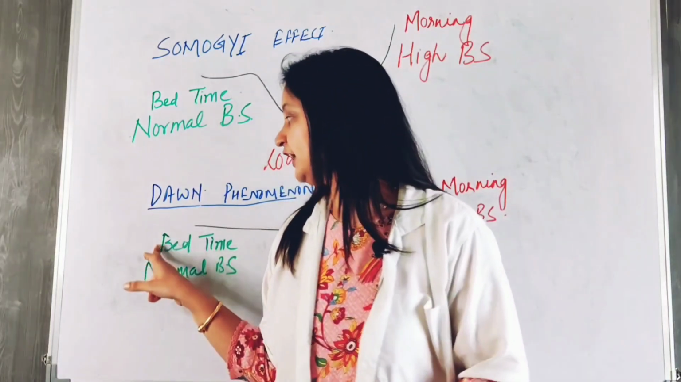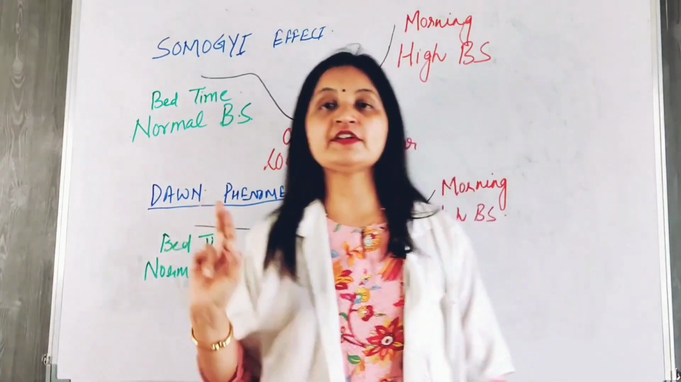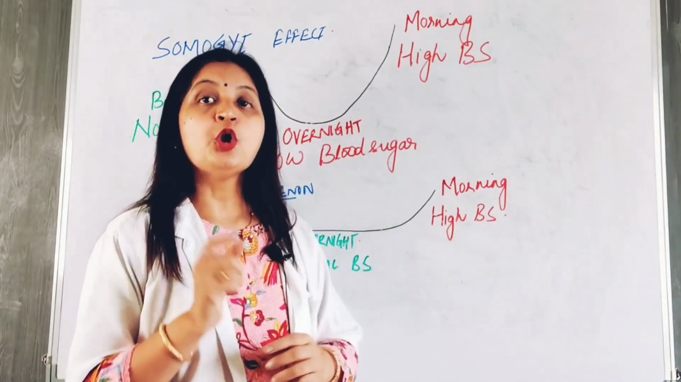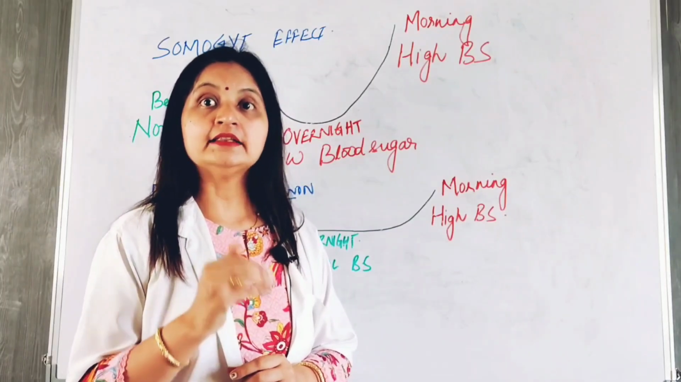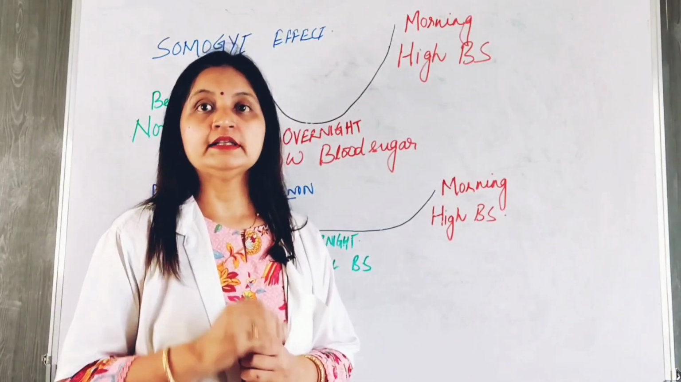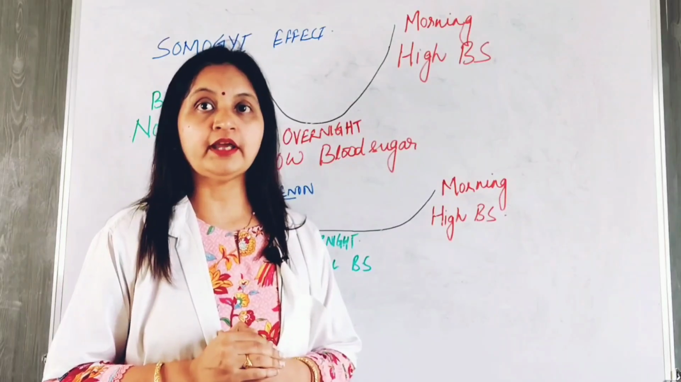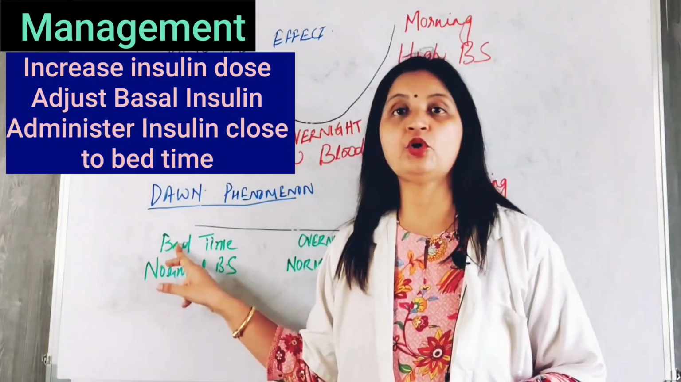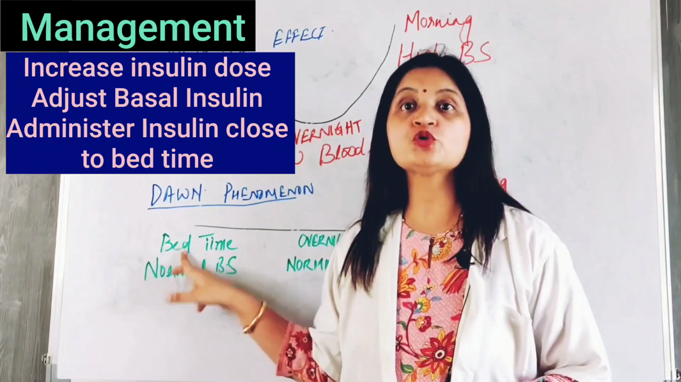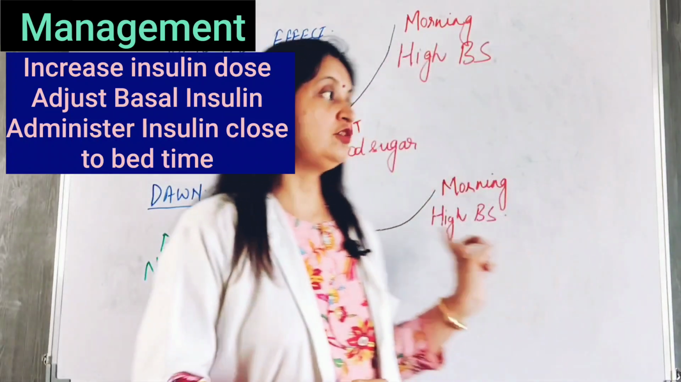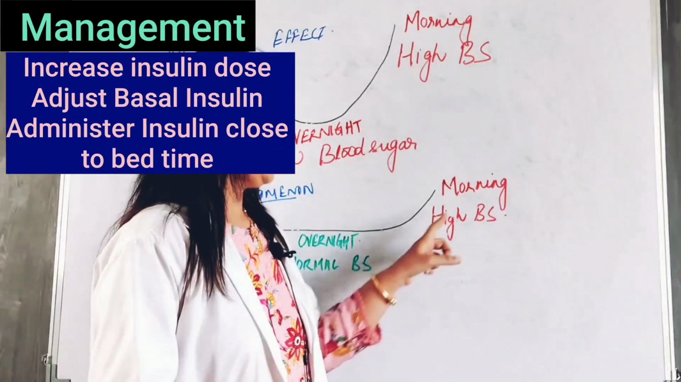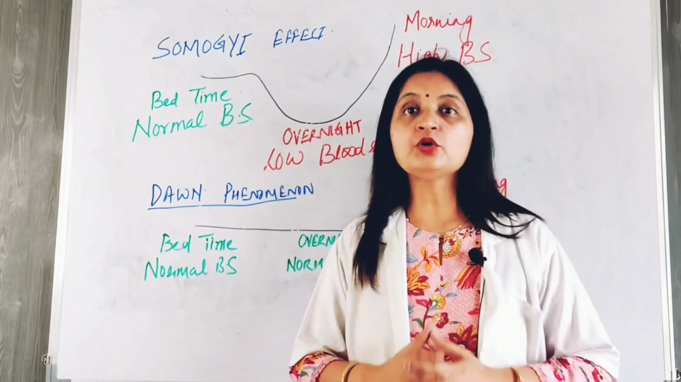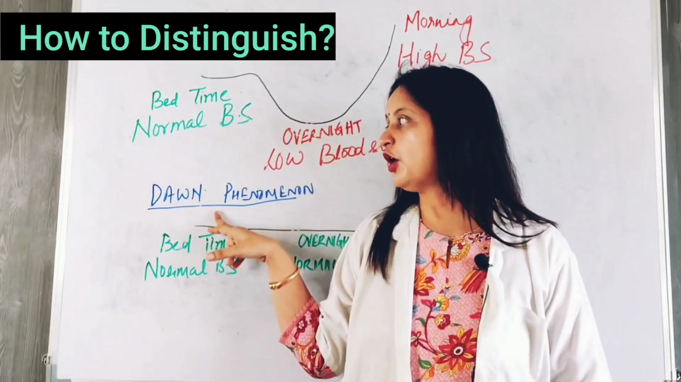Also, for the insulin that was taken during bedtime, the action of insulin decreases as night passes. So during the morning time, there is low circulating insulin, and this is not enough to counter the high blood glucose levels in the morning. So the management strategy in case of Dawn's phenomenon is to increase the insulin dose, administer the insulin close to bedtime so that the action of insulin continues throughout the night and is able to control the blood glucose level in the morning. So how to distinguish Somogyi effect from Dawn's phenomenon?